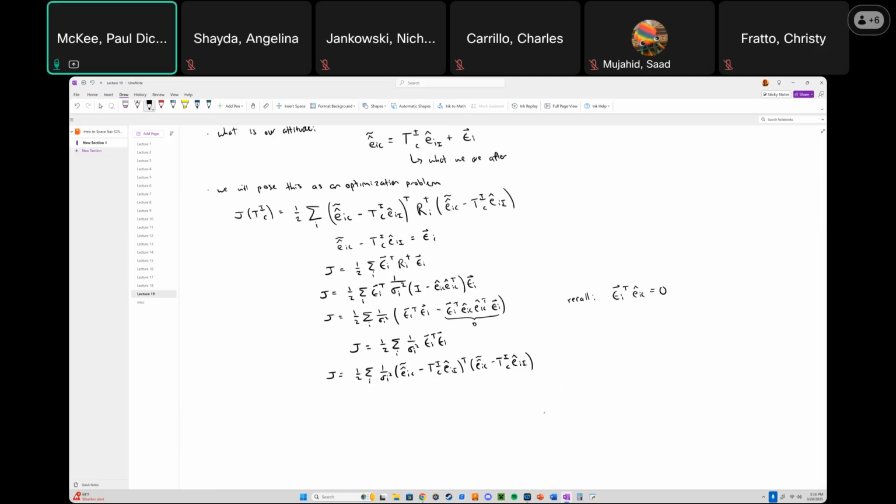Or if we felt like trying to clean this up a little, our problem, and this is the one we're going to box, is the minimum of our cost function, which is a function of T_I^C, equal to 1/2 the sum over all i of 1 over sigma i squared, and then it's just the norm of this vector, e_i^C minus T_I^C e_i^I. There it is. And this gets boxed.